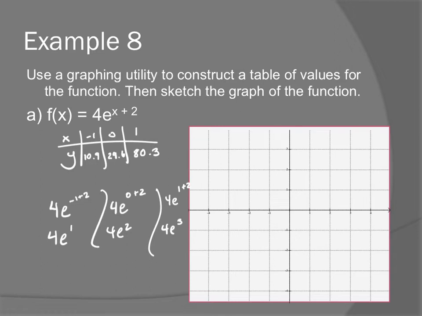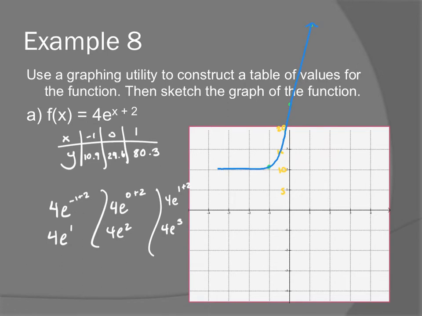So negative 1, 10.9, like let's say I jump these by 5s. 5, 10, 15, 20. I still won't get all the way up to 80, but you can get the idea. Negative 1, 10.9 is going to be here. 0, 29.6 might be around here. And then 80.3 is going to be way up there. And then I'm going to draw my curve.